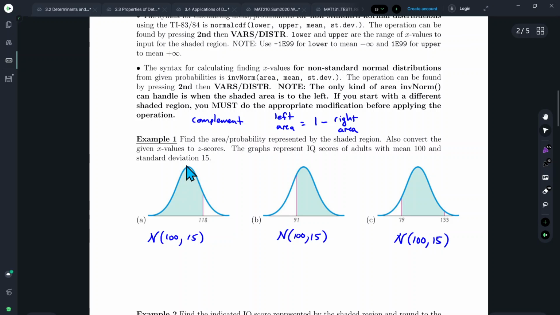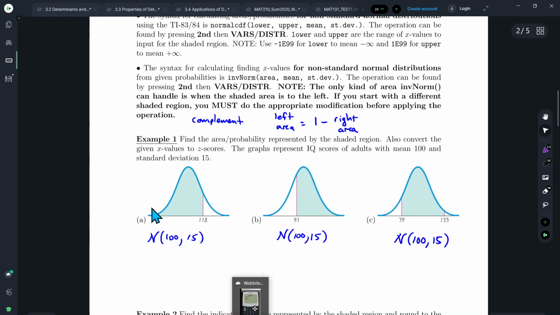So in example 1, we're given these normal distributions where the mean is 100 and the standard deviation is 15, right? So in notation, we would write it like this: the normal distribution with mean 100, standard deviation 15, and we're asked to calculate the probability represented by the shaded regions. So again, when we calculate probabilities, that means we're applying the normalcdf command.